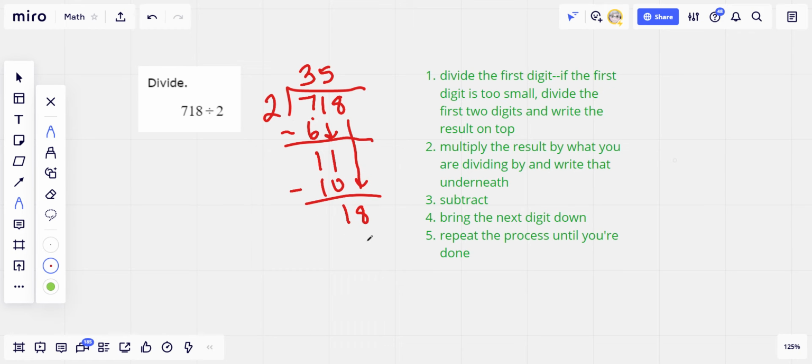And now we're going to try to divide 18 by 2. And oh, I know this one. 2 times 9 is 18, so this is a 9. Now the multiplication step, 9 times 2 would be 18. And when we subtract, we're going to get 0, which means there is no remainder. And our answer is just 359.